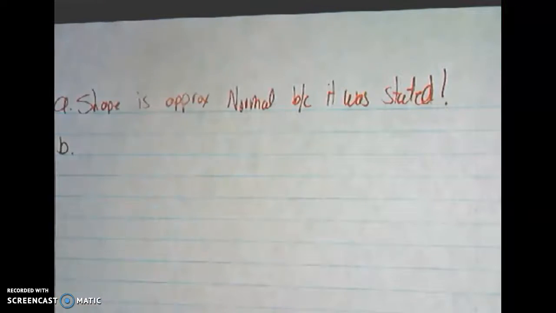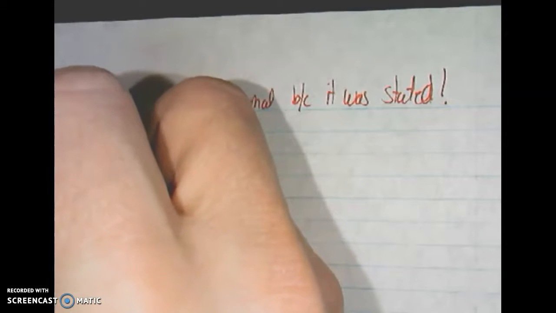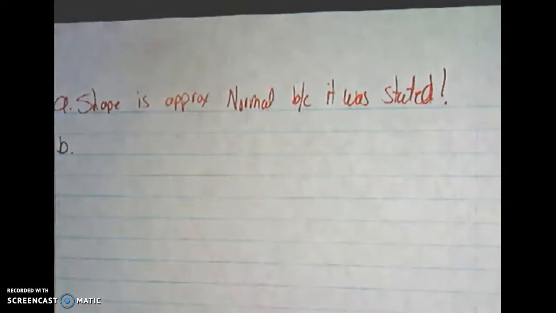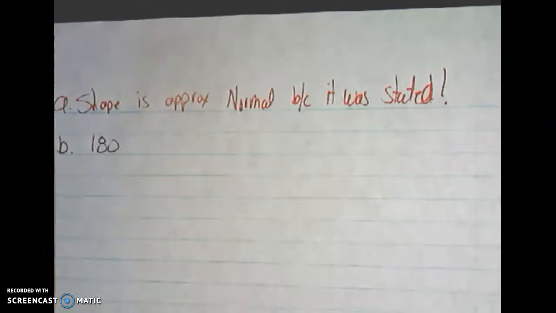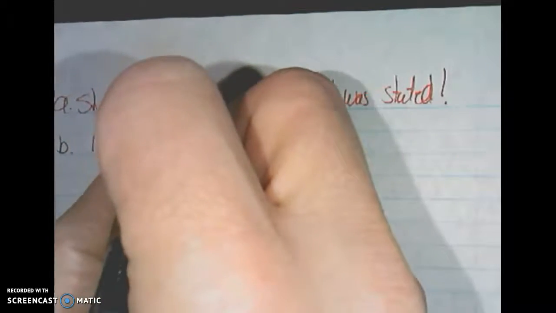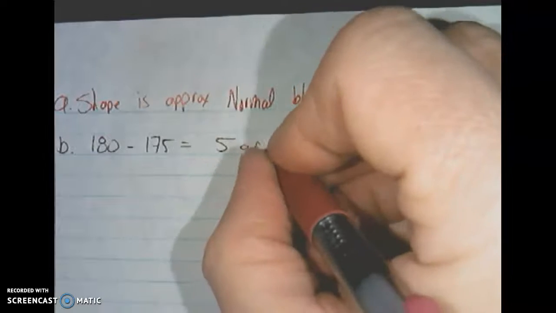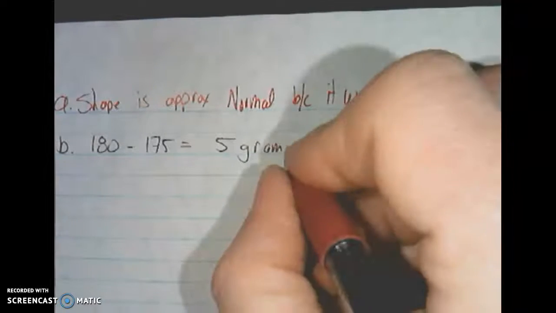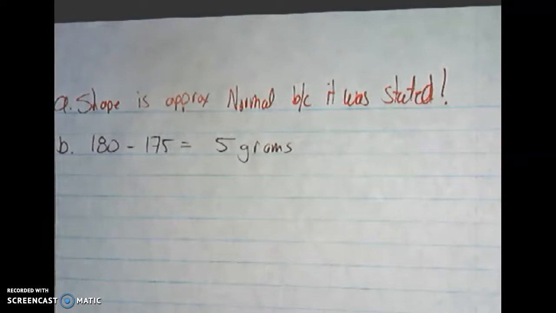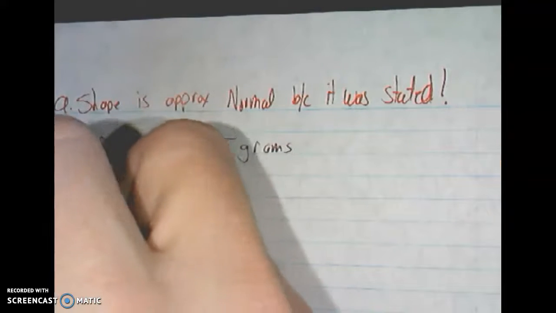B says find the mean, all right? So the mean, remember, it's x bar of c minus x bar of r. The mean for C was 180 grams. That was the Camberley, and then Riderwood had 175. So the mean of the difference of those two is 5 grams. Pretty easy.